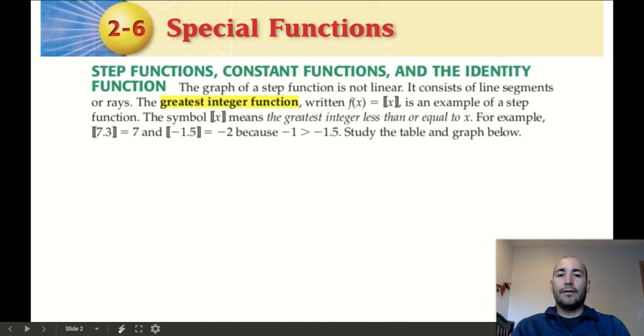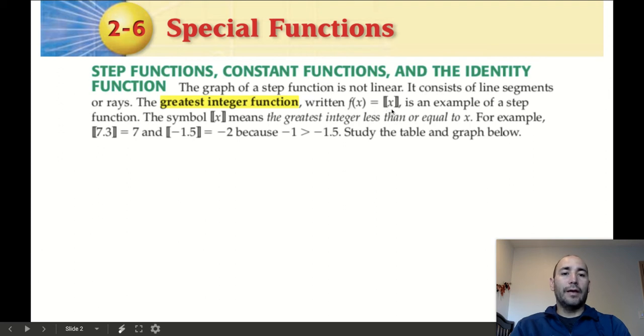Looking at step functions, constant functions, and identity functions, the graph of a step function is not linear, right? It doesn't make a line. It actually makes what you would expect, a step. You're going to see several steps as it goes. It consists of line segments or rays.